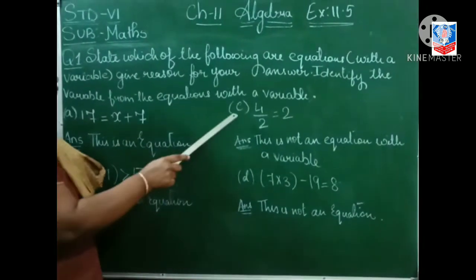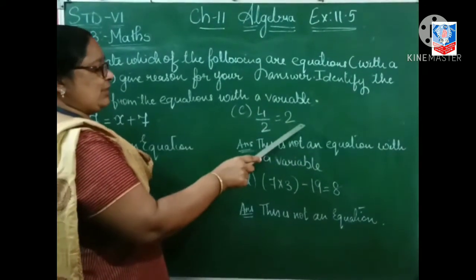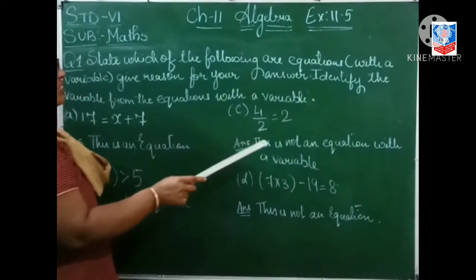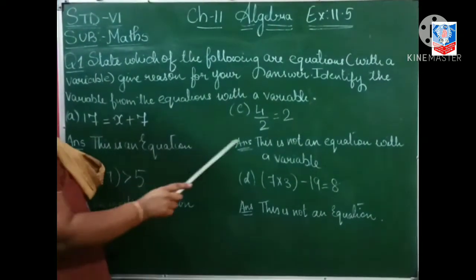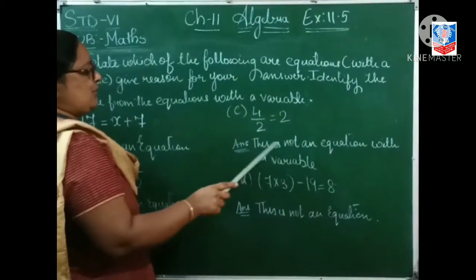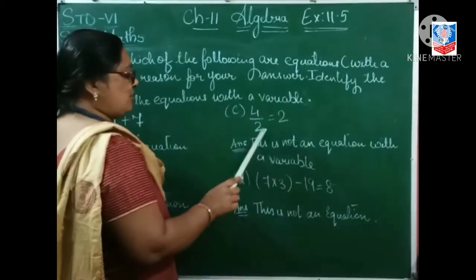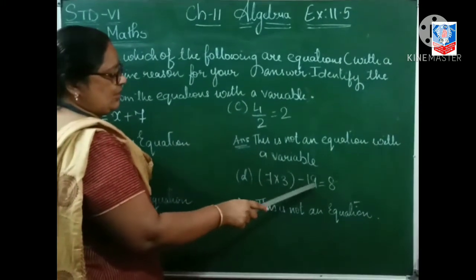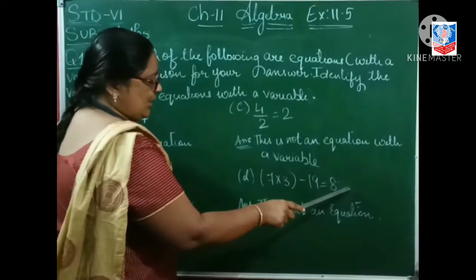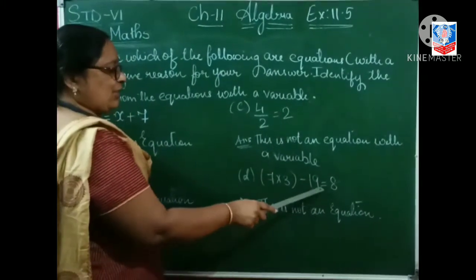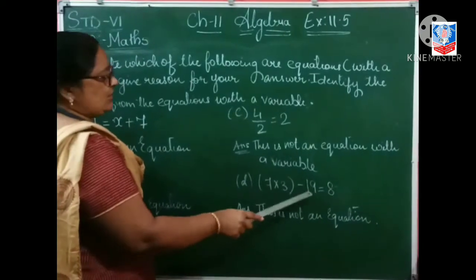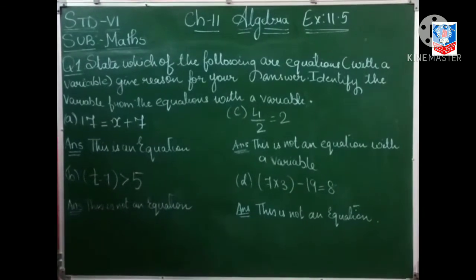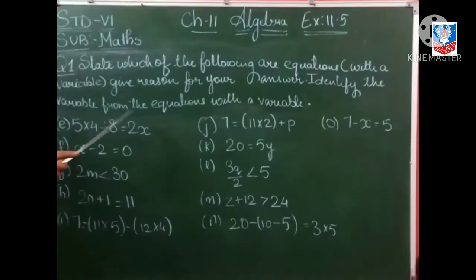Next. Now 4 divided by 2 is equal to 2. Now see, the equal sign is there. But our question is we have to write the equations with a variable. Now see, there is no variable. So this is not an equation with a variable. Next, 7 into 3 minus 19 is equal to 8. Here also same. Equality sign is there, but there is no variable. So this is not an equation. Understood? Next, this is your homework.